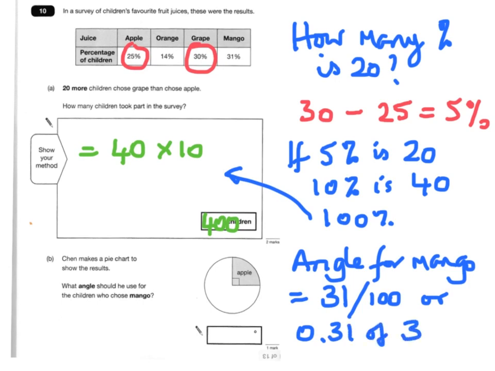So 31% chose mango, that's 31 out of 100. Fraction, or the decimal, is 0.31. So 0.31 is what we need to find of 360. 0.31 of 360 is just about 112 degrees.